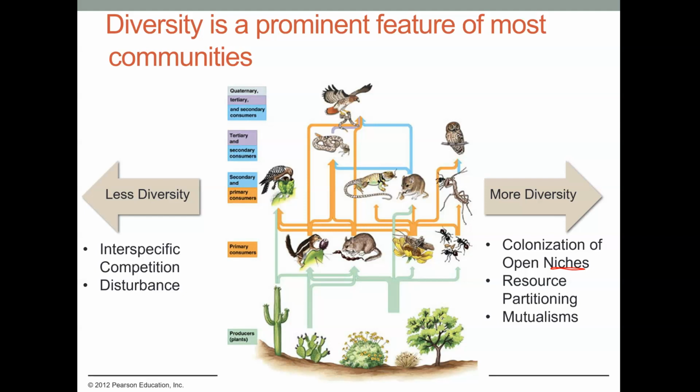In a community that's not as diverse, we're going to see more interspecies competition, and we also tend to see more disturbances as well. They're more susceptible to disturbances. It's a more fragile ecosystem.